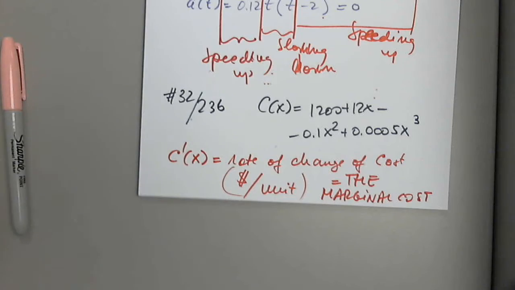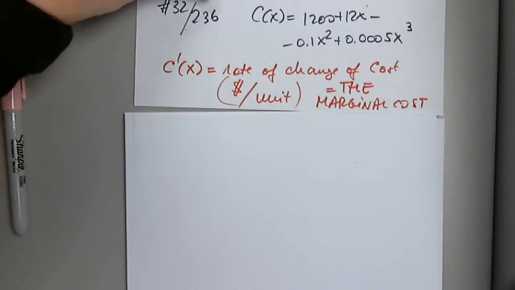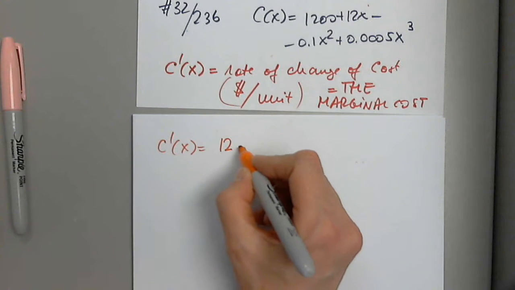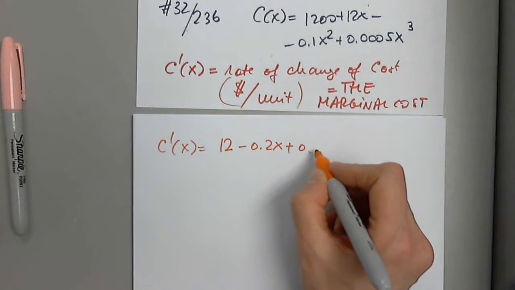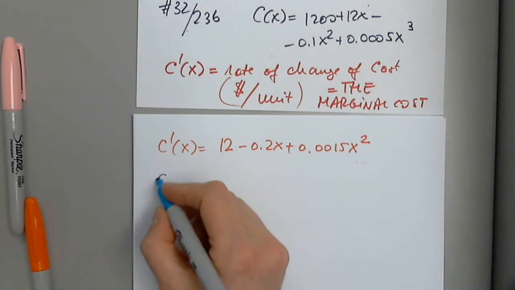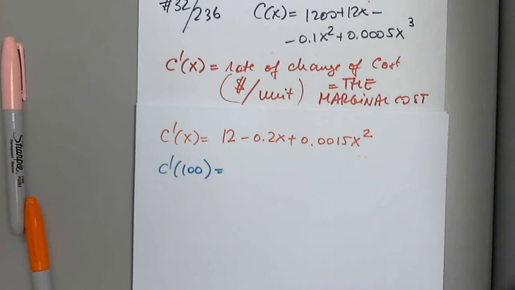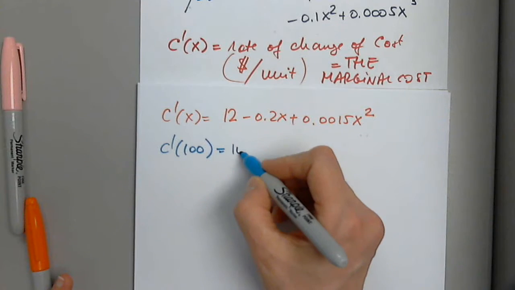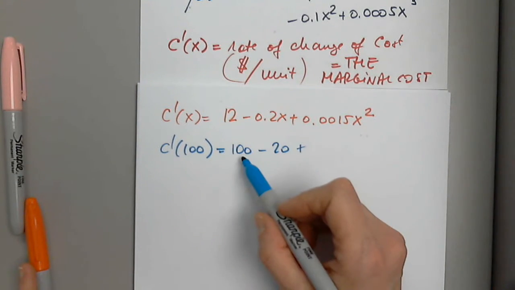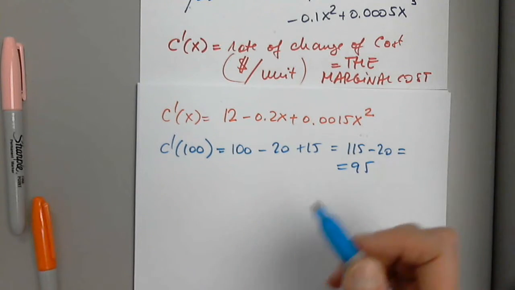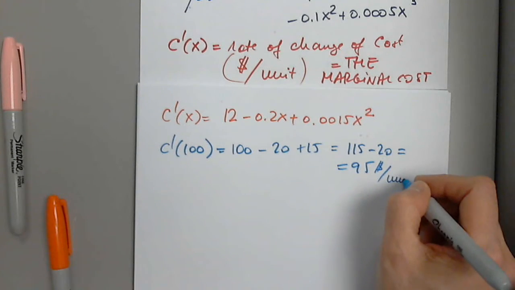In part A, we're asked to find and interpret C prime of 100. So we are asked to find the marginal cost first. We have to find C prime of x, which is 12 minus 0.2x plus 0.0015x squared. So we found the marginal cost function, and now they're asking us to find C prime of 100. We will also interpret it in a minute. So this will be 12 minus 20 plus 15. So I got 95, dollars per unit.